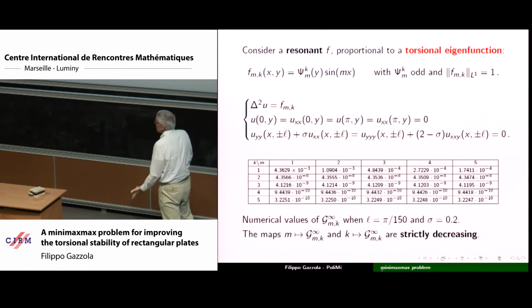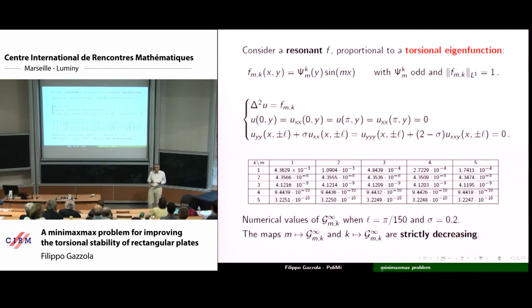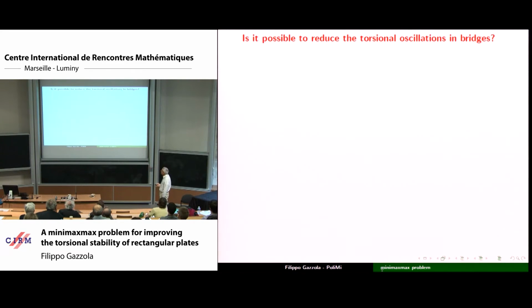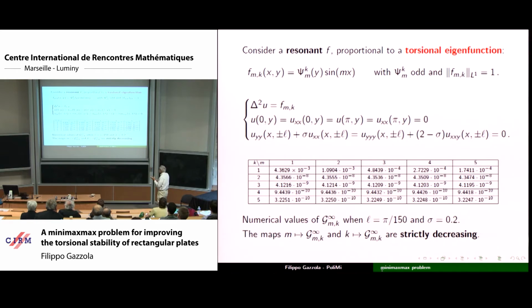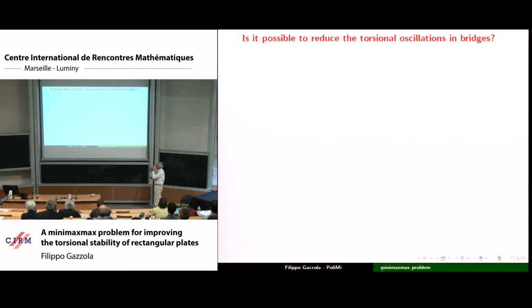Okay, and so this is really what one expects, because what one expects this eigenfunction to be is the worst one. So we were quite happy to say that, in fact, this is a good measure. And now that we have a good measure, we would like to answer the main question of the talk. Can we do something to reduce the torsional oscillations and to improve the performances of a bridge?